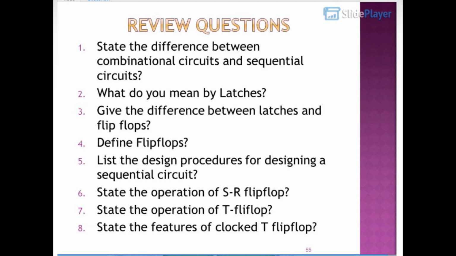Review questions. State the difference between combinational circuits and sequential circuits. What do you mean by latches? Give the difference between latches and flip-flops. Define flip-flops. List the design procedures for designing a sequential circuit. State the operation of SR flip-flop. State the operation of T flip-flop. State the features of clocked T flip-flop.